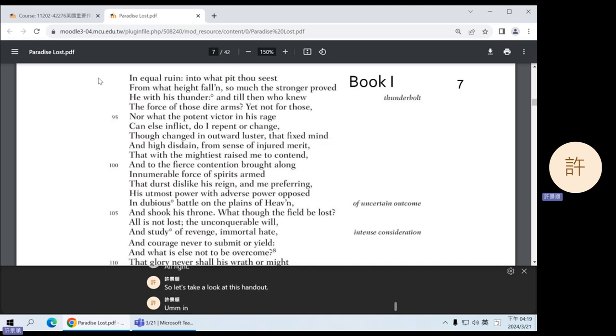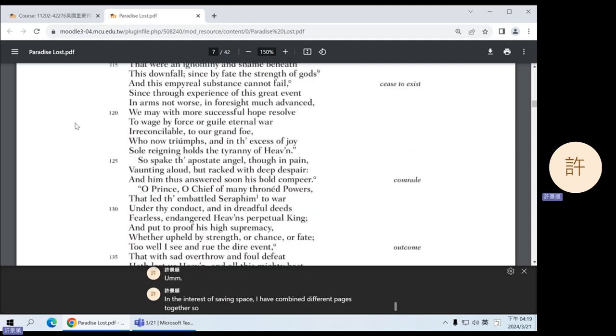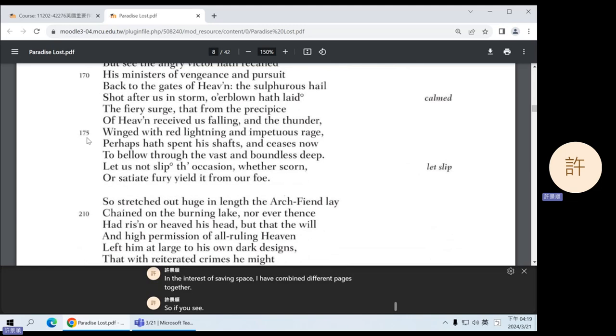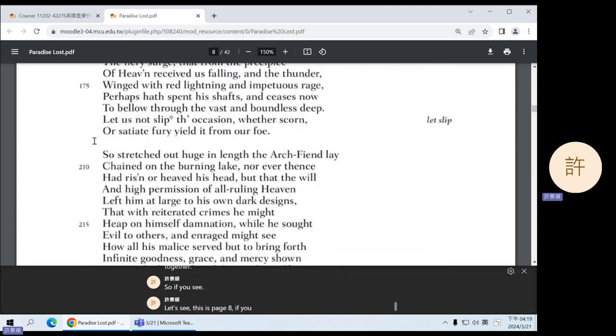In the interest of saving space, I have combined different pages together. So if you see, let's see, this is page 8. If you see a break like this, this means that some lines have been skipped, right? So this is 175, this is 210. So this blank line is skipping some lines.